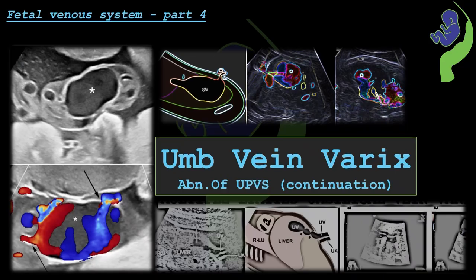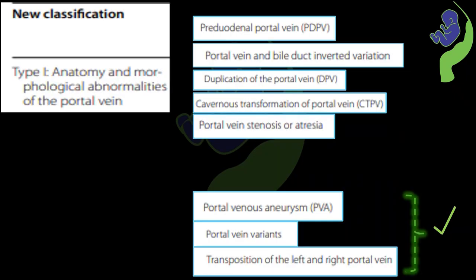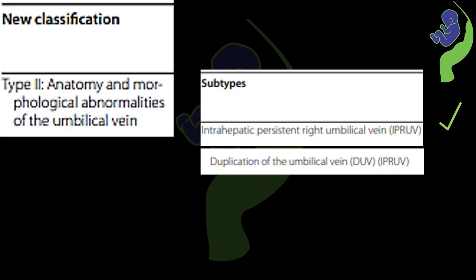In this video, we are going to continue with the abnormalities of umbilical venous system. We will just have a recap of what we have seen in the previous video. In the type 1 abnormality, which involves anatomical and morphological abnormalities of portal vein, we have seen portal vein aneurysm and portal vein variants. In the type 2 classification, about the abnormalities of umbilical vein, we have seen PRUV and also about double umbilical vein.